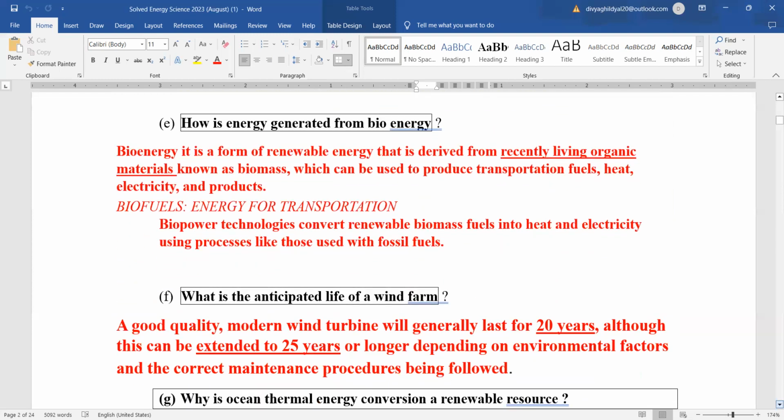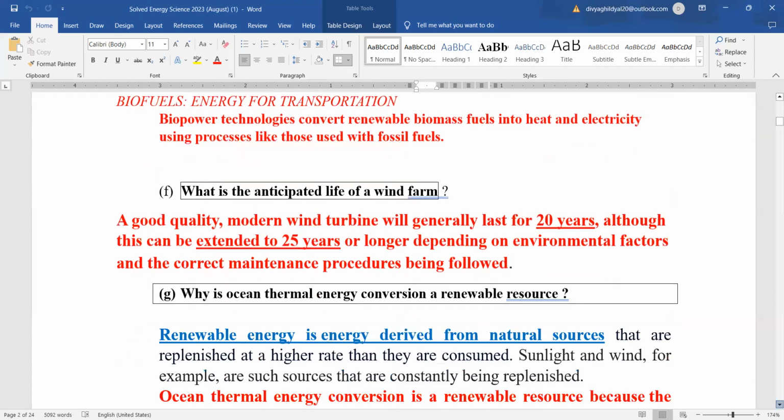See, bioenergy is a form of renewable energy that is derived from living organic materials, which are known as biomass, which can be used to produce transportation, fuels, heat, electricity, and products, etc.